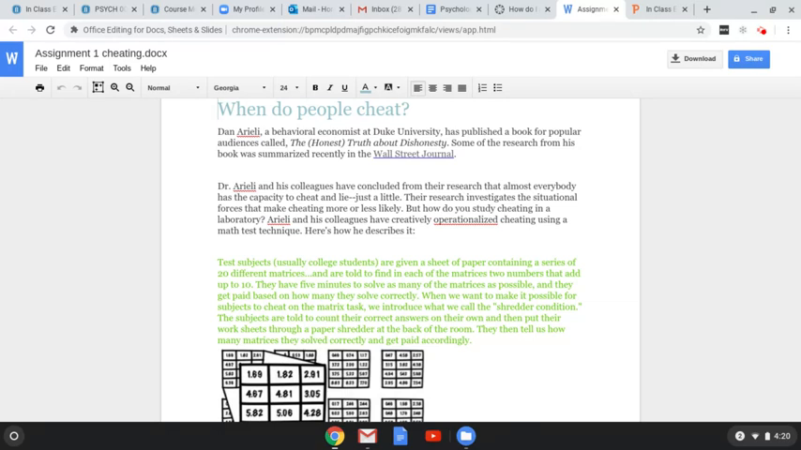So a man who is a behavioral economist at Duke University, his name is Dan Ariely, published a book a few years ago, and the book was for popular audiences, called The Honest Truth About Dishonesty. Some of the research from his book was summarized recently in the Wall Street Journal. And by the way, this is a subtle way of also dealing with the fact that very far down the line, although it may come up faster than you think, the final paper that we're going to base our experiments on also has to do with cheating.